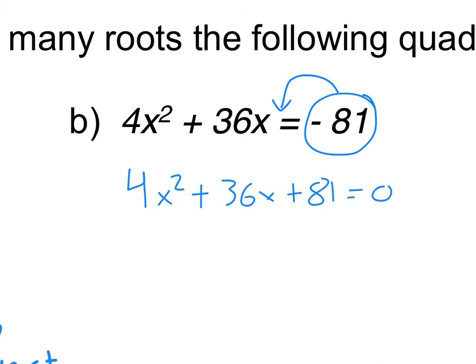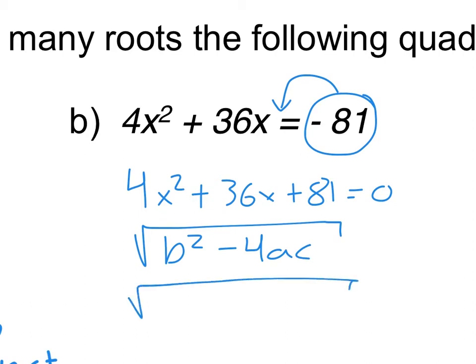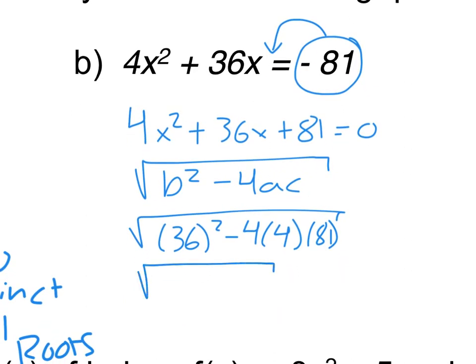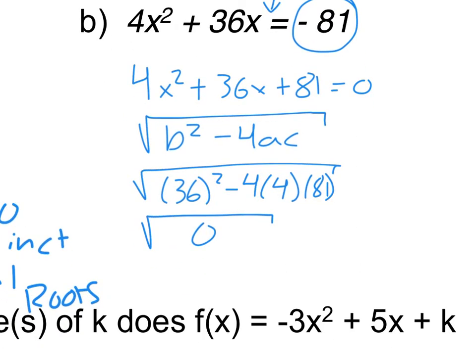And then we can use our discriminant. So the part underneath our square root, which is b squared minus 4ac, we'll fill in those numbers. The b is 36 squared minus 4 times a, which is 4, times c, which is 81. We'll write that into our calculator, and we'll see that the number underneath the square root is actually a 0. So what's the type of roots? When it's a 0, you have two equal real roots.